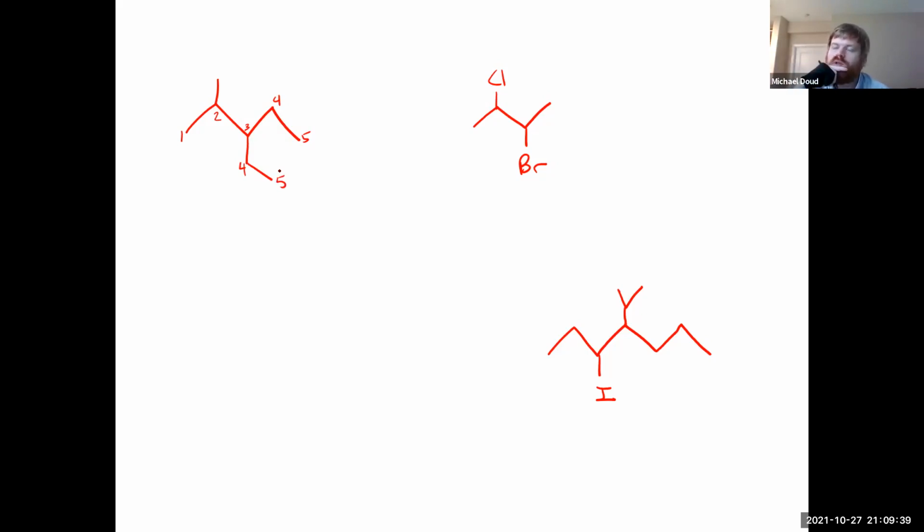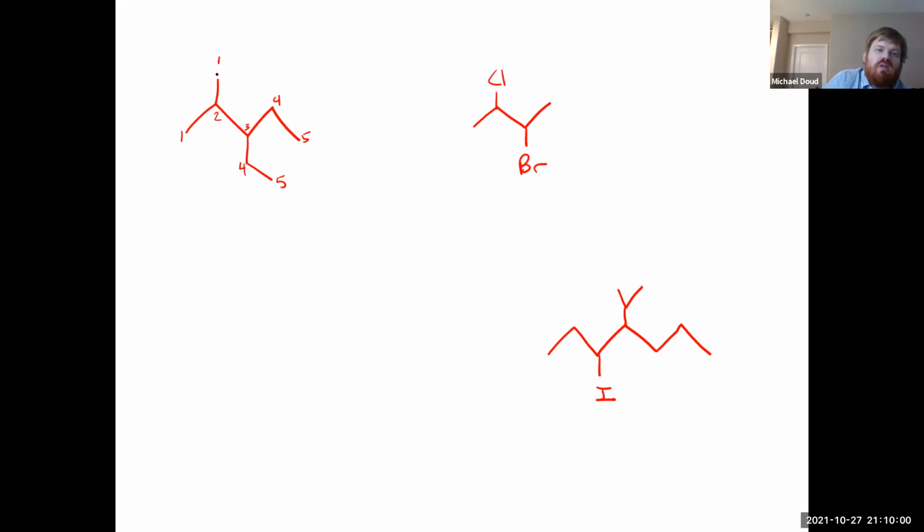Now in this case, if you have a tie and there's no other clear way to make a decision, in other words, you don't recognize any other groups that you're worried about. For example, if there were a chlorine down here, then you definitely want to go this way because you have more substituents. In this case, it's an absolute tie. So it's really up to you which one you choose. And what's interesting is you get the same answer either way.